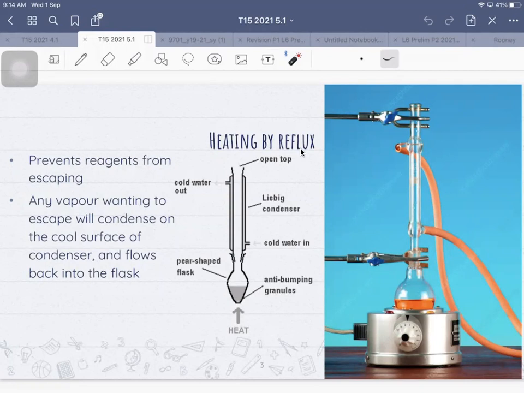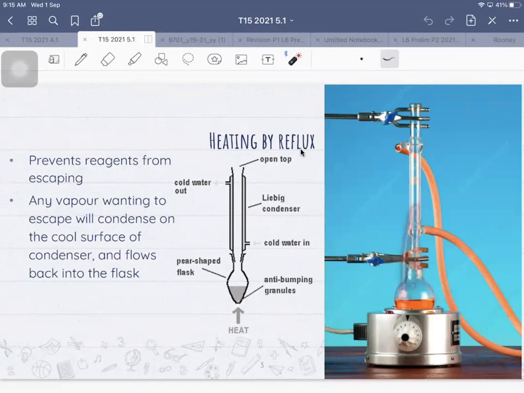So what happens with volatile compounds? They will want to escape out of the setup. So what happens? The gas molecules will travel up as it reaches the condenser. Because the condenser is cold, you fill it with your tap water, so it liquefies. It turns into a liquid, and because of gravity, the liquid will naturally fall back into the system.